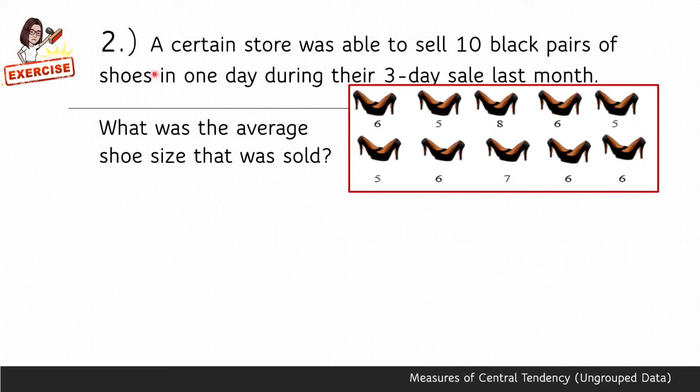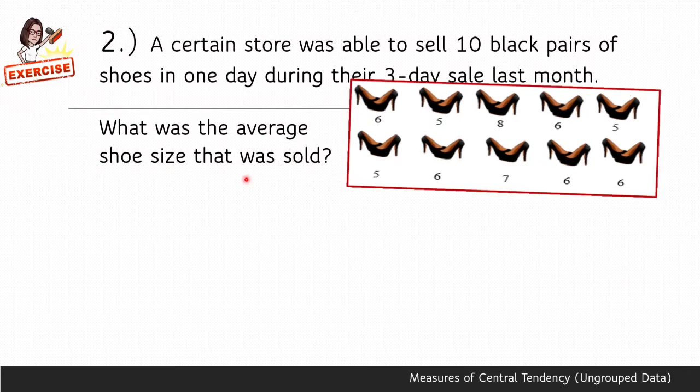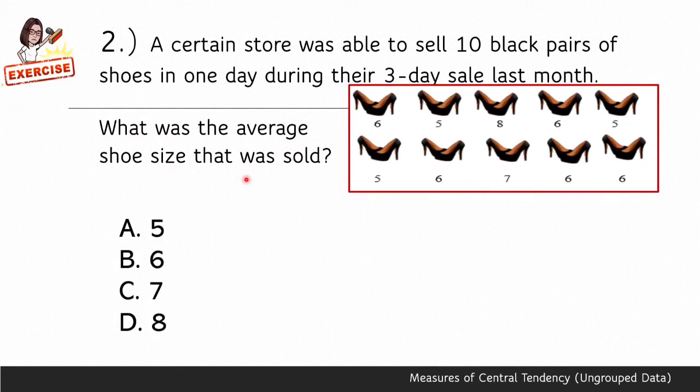Question number 2. A certain store was able to sell 10 black pairs of shoes in one day during their 3-day sale last month. What was the average shoe size that was sold? Here are the choices. Is it A, 5, B, 6, C, 7, or D, 8? Your timer starts now.